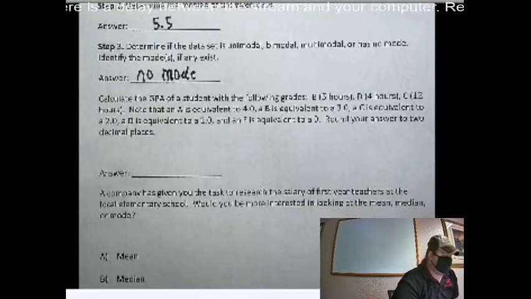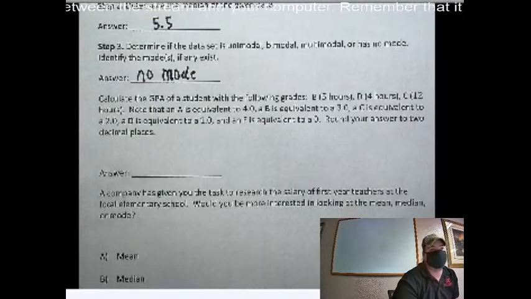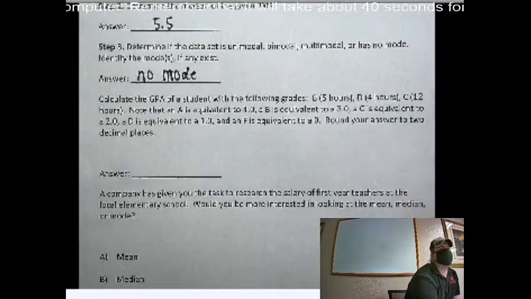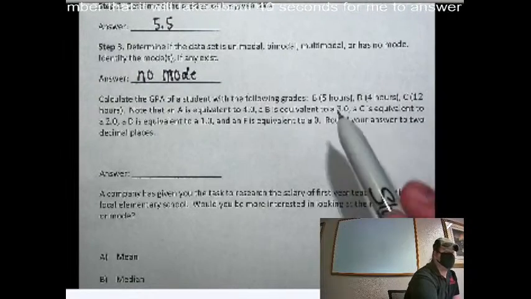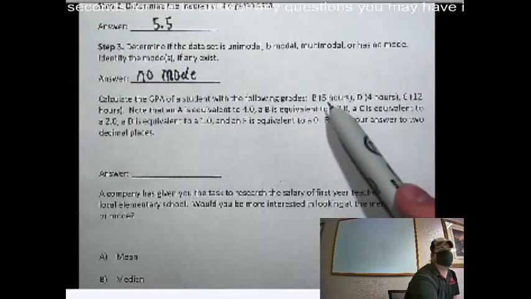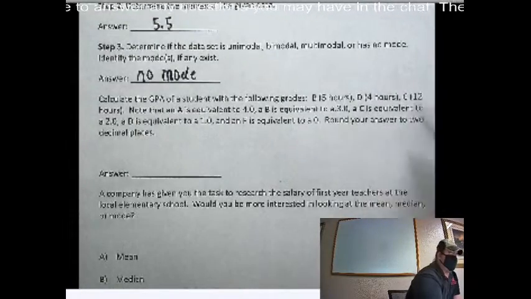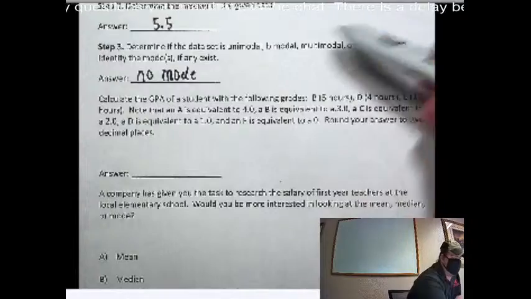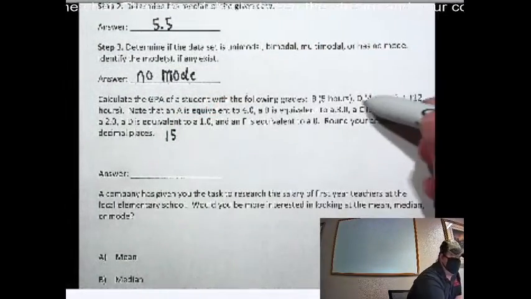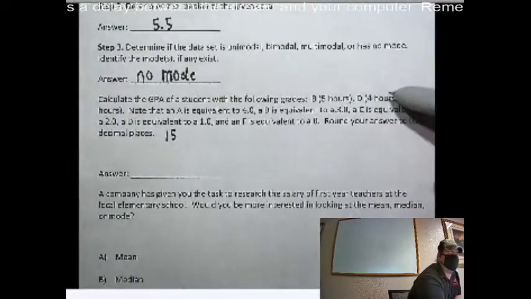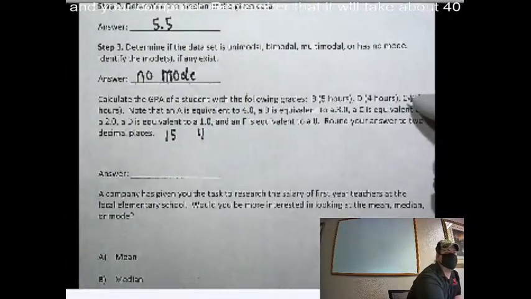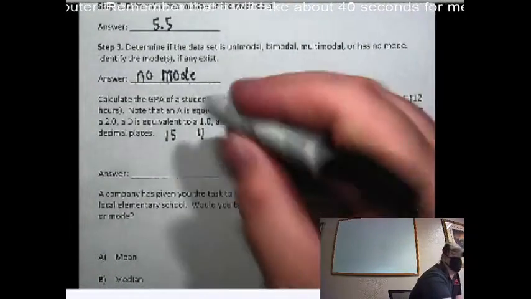Next one. It says calculate the GPA of a student with the following grades. So this is a weighted mean. So we have a B with a 5-hour course, D with a 4-hour course, and C with a 12-hour course. So what we need to do here for our weighted mean is multiply the value times the weight. So we have 5 hours times the weight B is 3.0, so 5 times 3 is 15. Then D and 4, D is a 1.0, so 1 times 4 is 4. And C and 12, C is a 2.0, so 2 times 12 is 24.